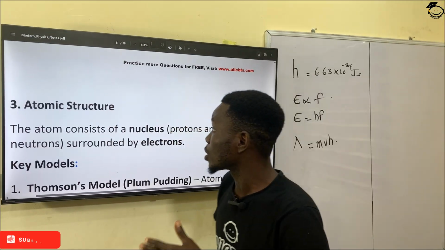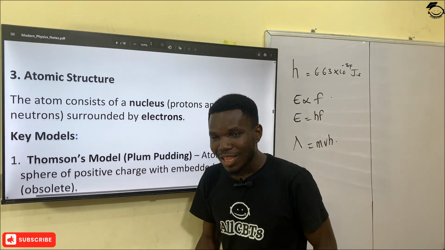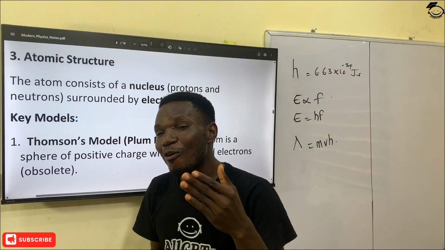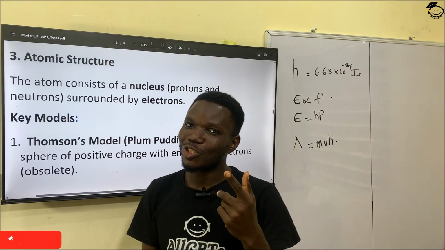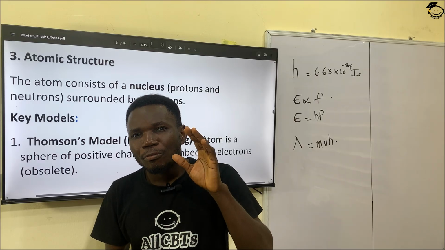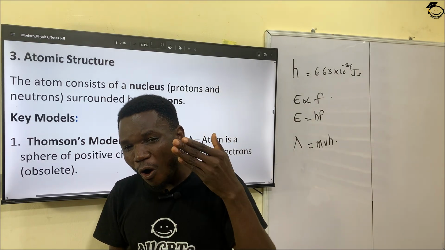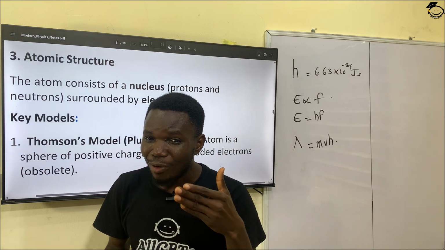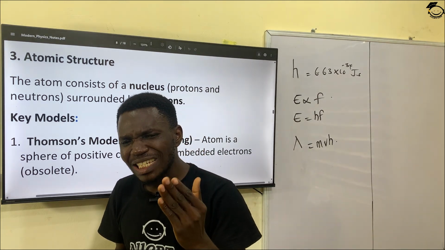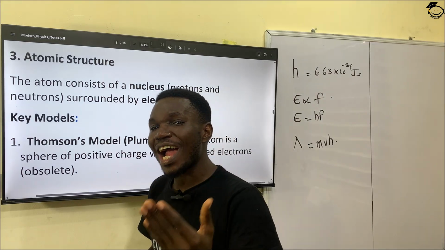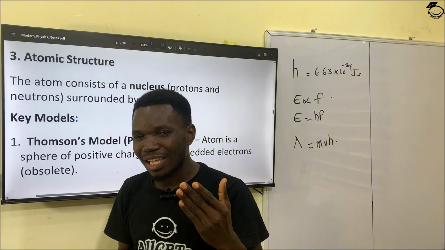Number 3, we're talking about the atomic structure. Now, what is an atom? An atom is the smallest indivisible part of an element, according to John Dalton. But this was said to be incorrect in the modification of Dalton's atomic theory, because other scientists that worked on this said that atoms can be divided, so long as it is not a chemical process.